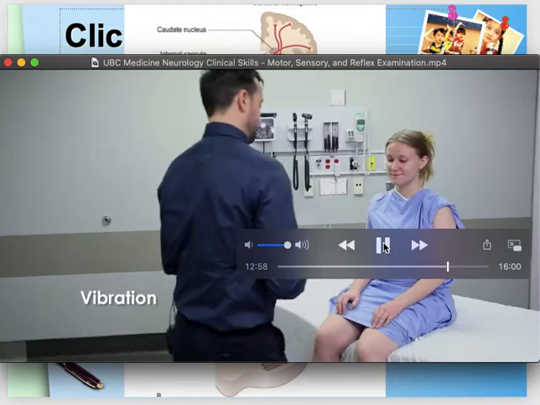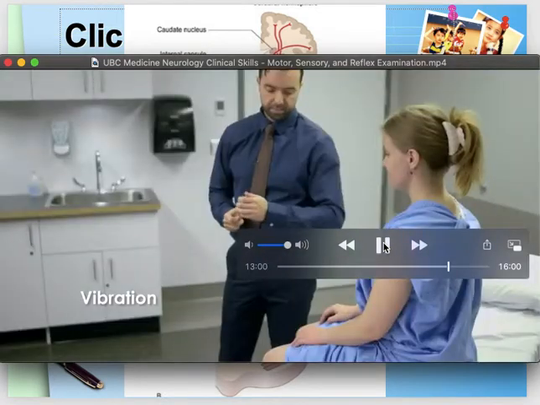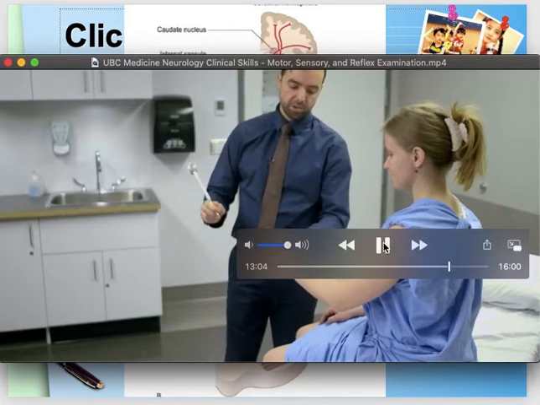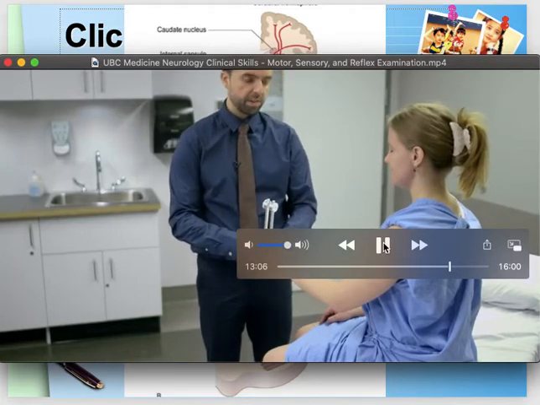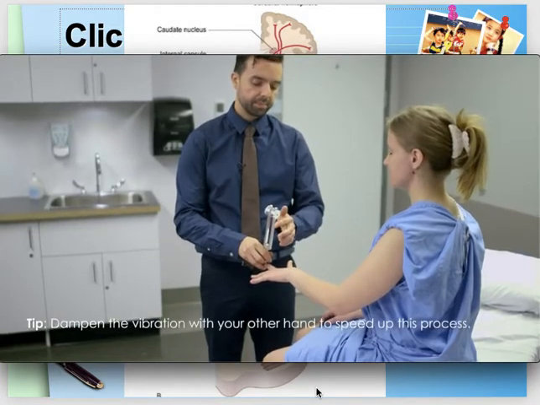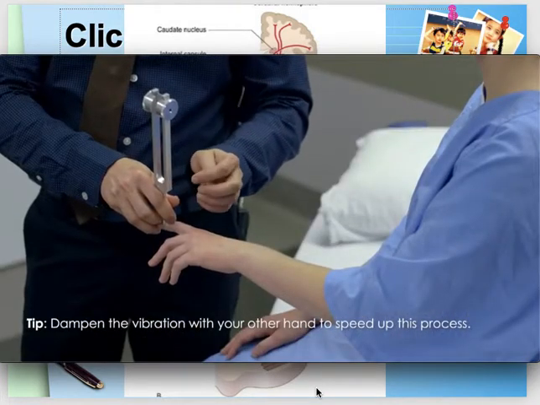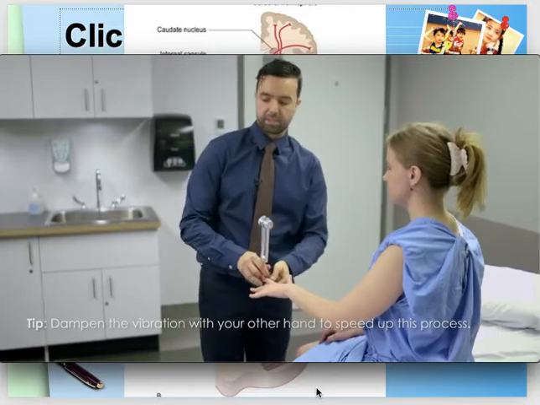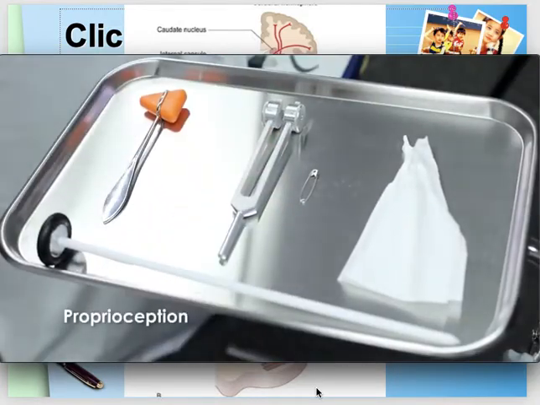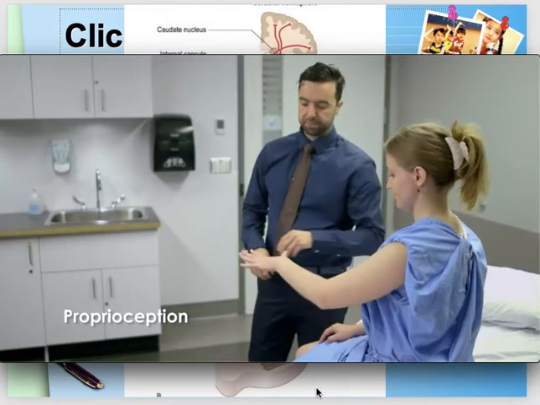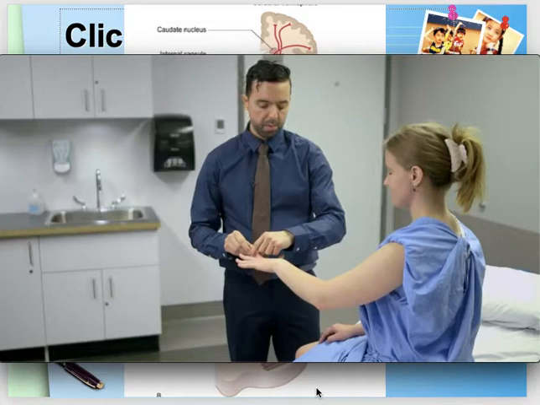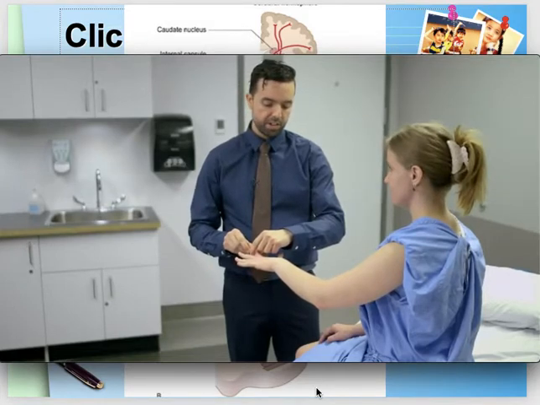Assess vibration sensation by placing a vibrating 128 Hz tuning fork to a bony prominence. Close your eyes. Do you feel the buzzing? Yes. Okay, can you tell me when that goes away? Okay. Good. Assess proprioception by stabilizing the joint and moving the distal end up and down. Ask the patient to report what they feel. I'm going to move your hand up or down. Tell me which direction it's moving.